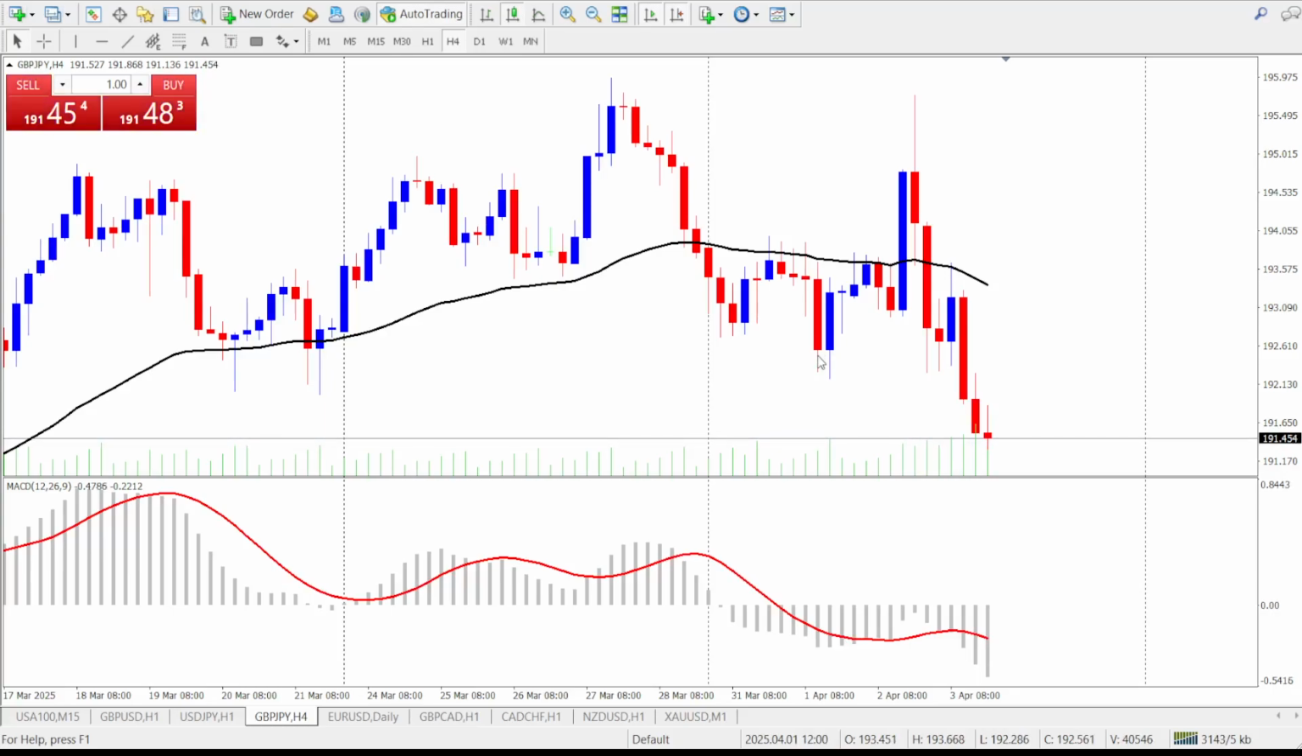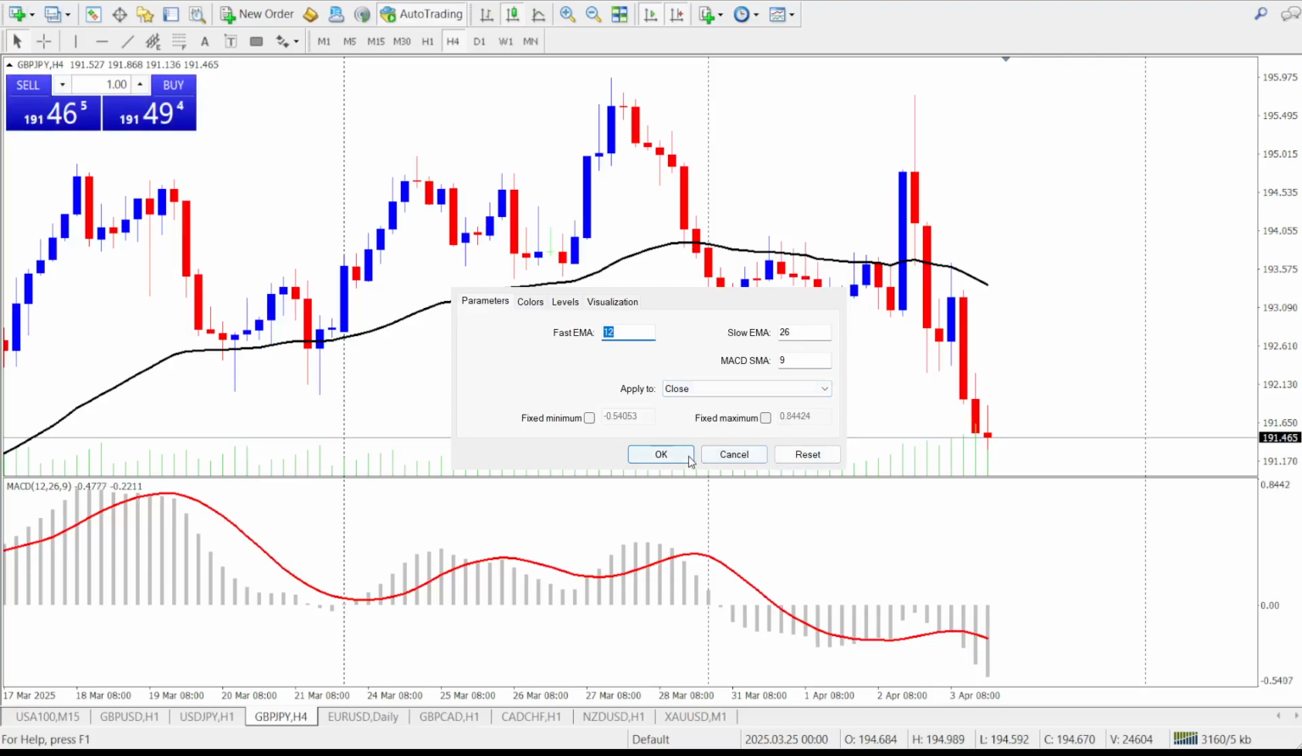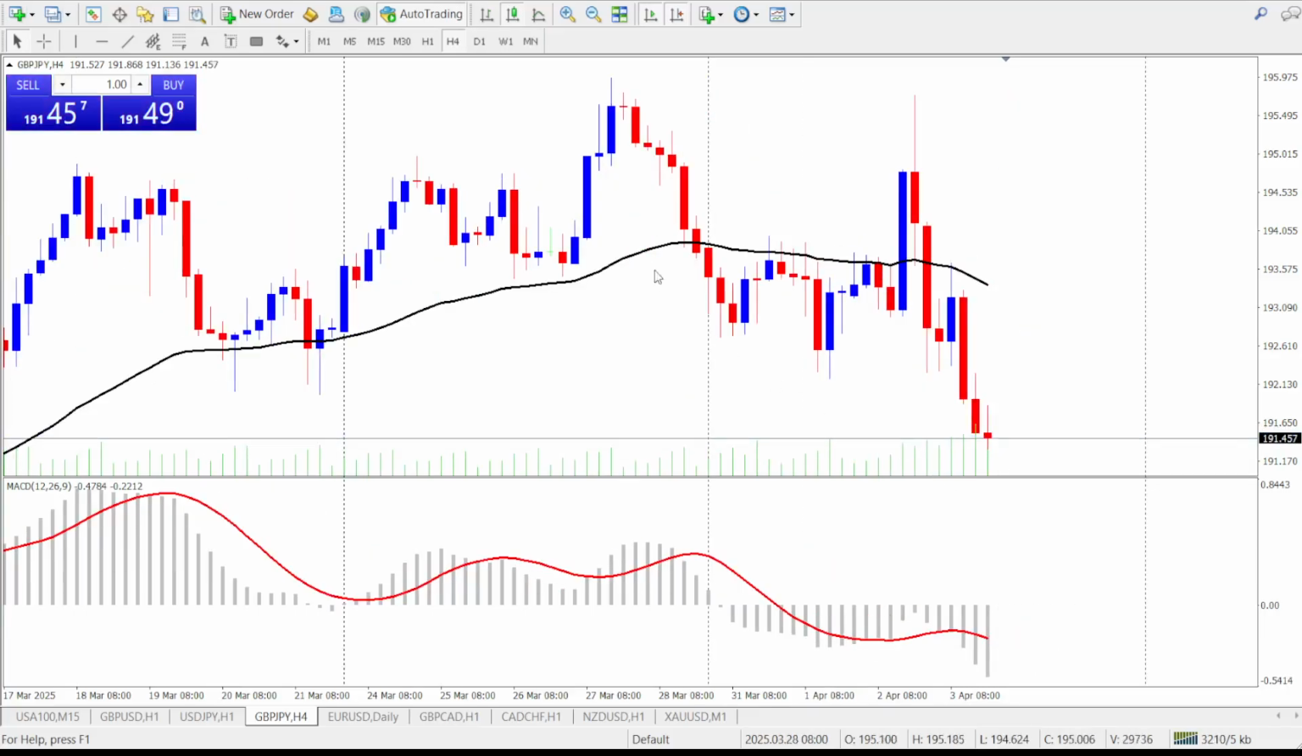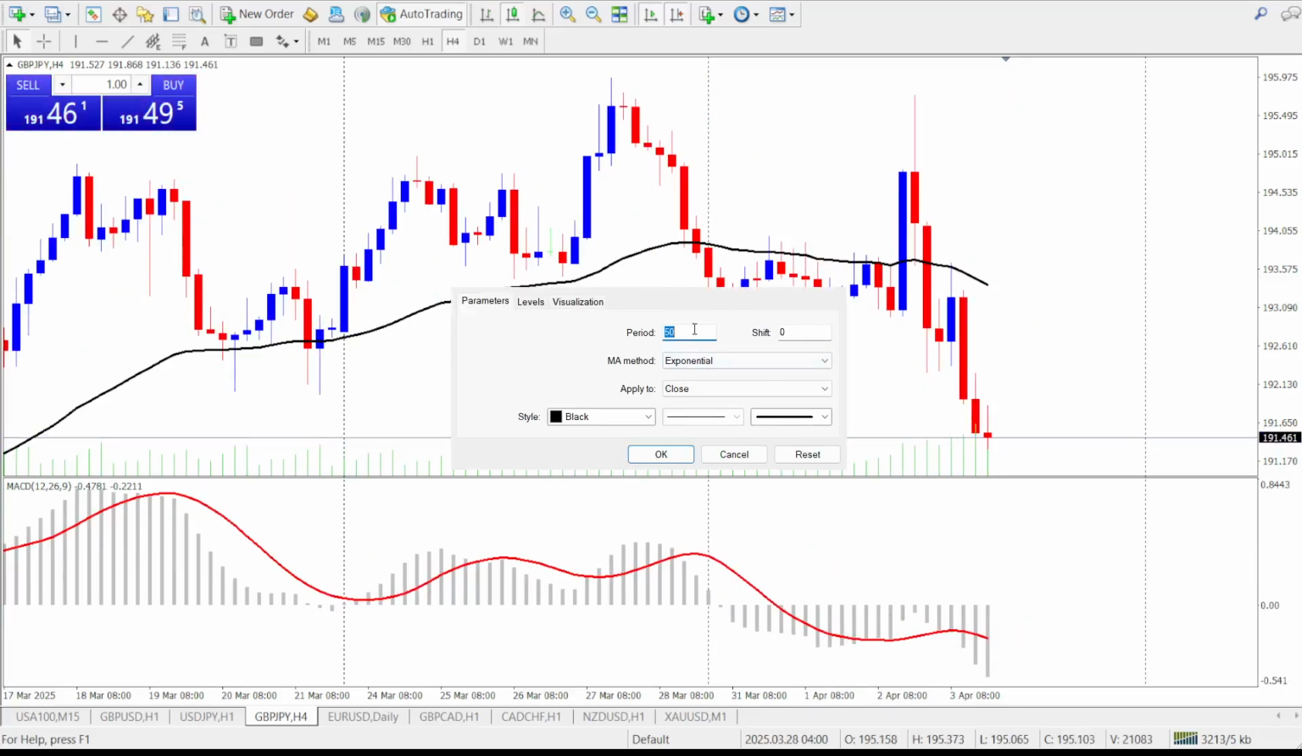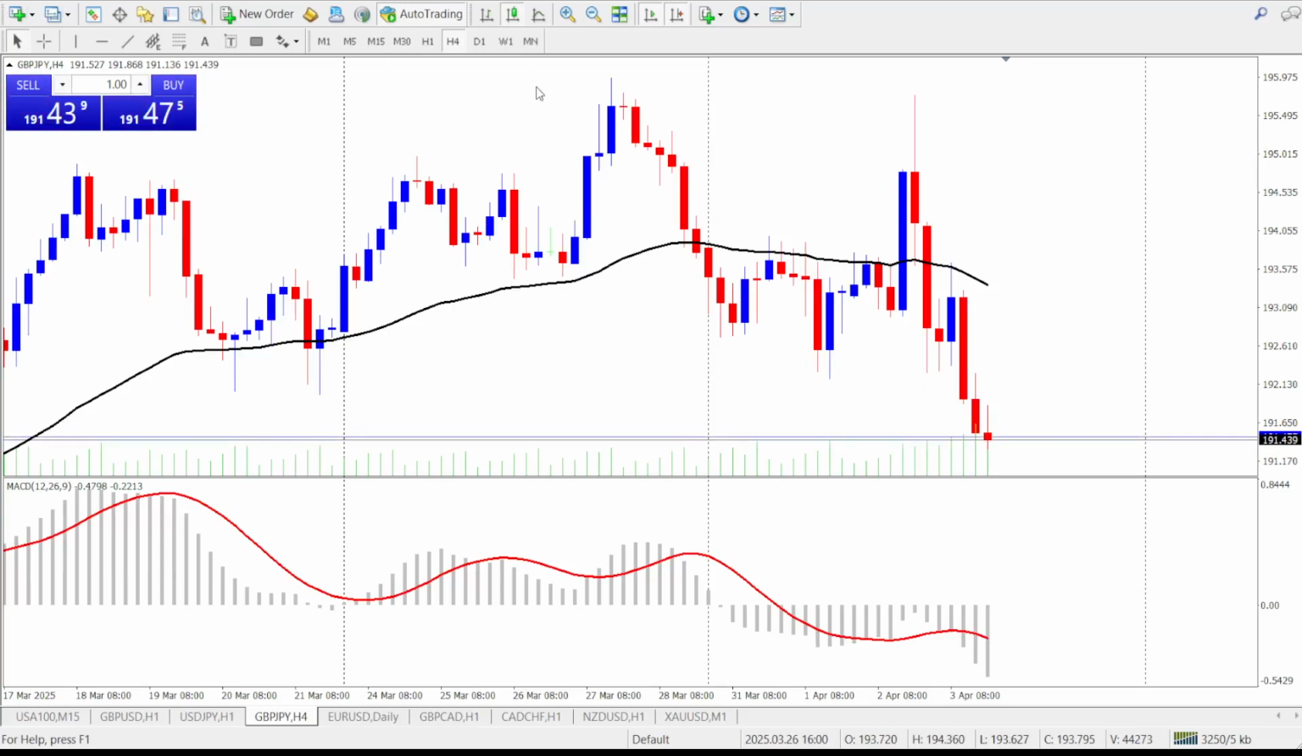Now, to set up this strategy, you will need these two key indicators. For the MACD, the standard settings are 12, 26, 9, which represent the fast, slow, and signal lines respectively. These settings help identify momentum shifts. Then for the EMA, the 50-period EMA helps identify short to medium-term trends. But if you want longer-term trend analysis, you can use the 200-period EMA. You can adjust these EMAs depending on your trading style. Once these indicators are added to your chart, you are ready to start analyzing the market for trading signals.